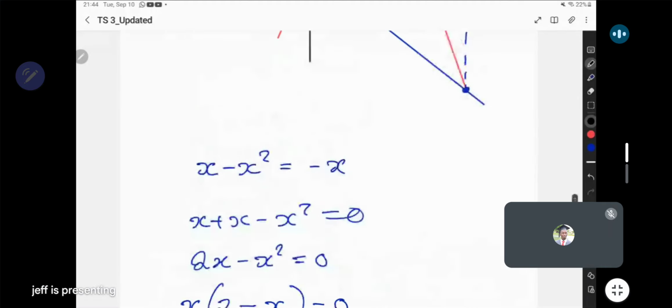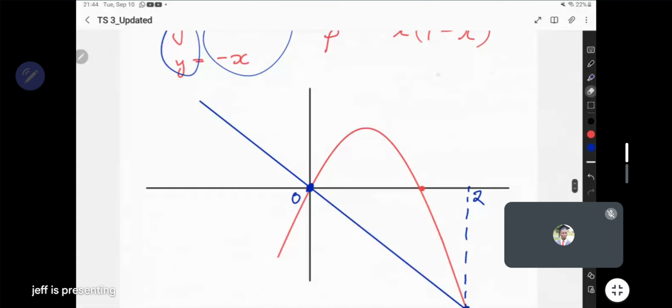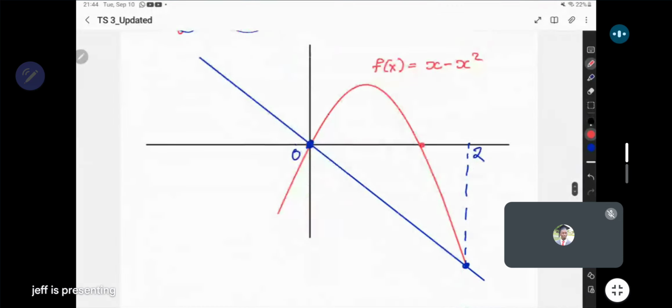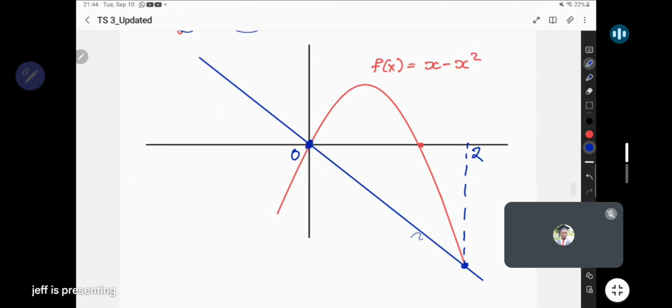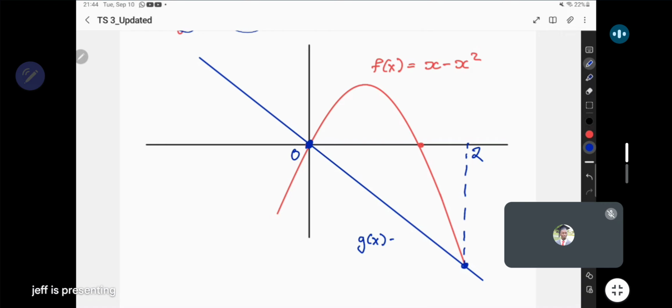When I look at this, f of x is that function in red, and that function in red was the quadratic. So I'll say, in this case, f of x will be the quadratic, and the quadratic was x minus x squared. g of x is the straight line down, and g of x will be equal to negative x.